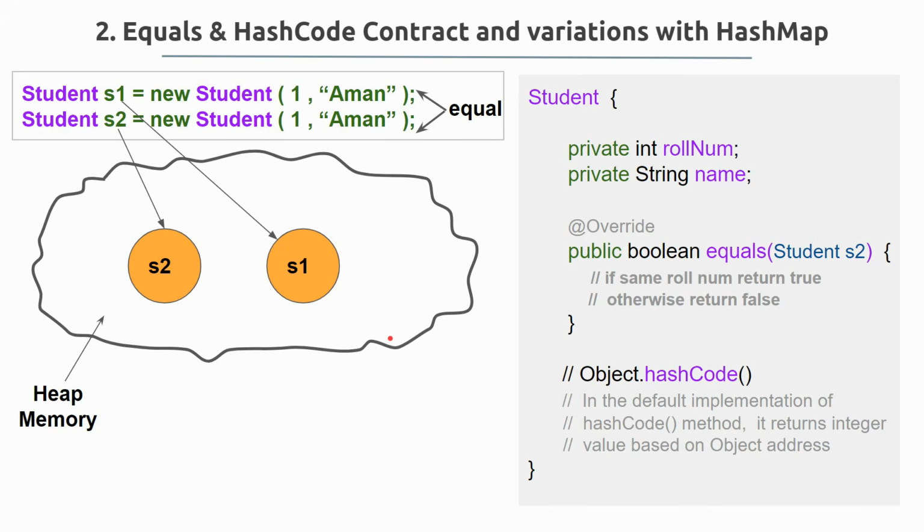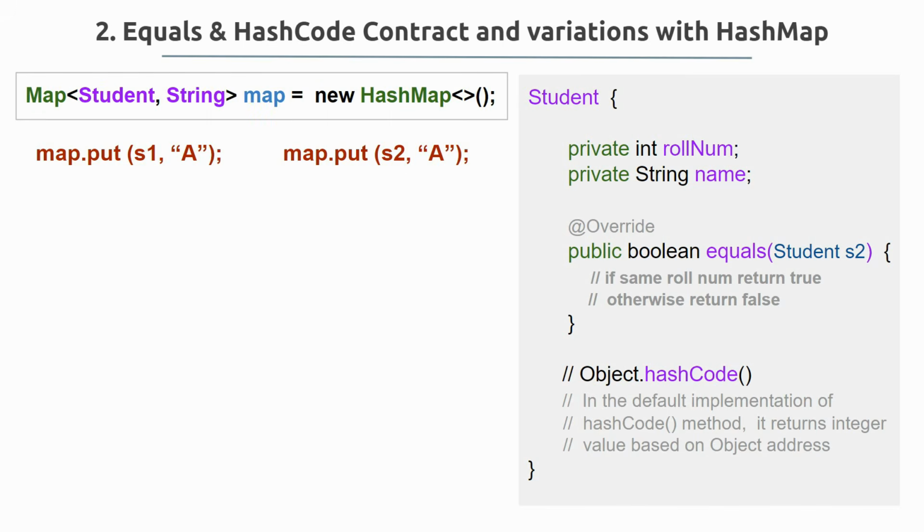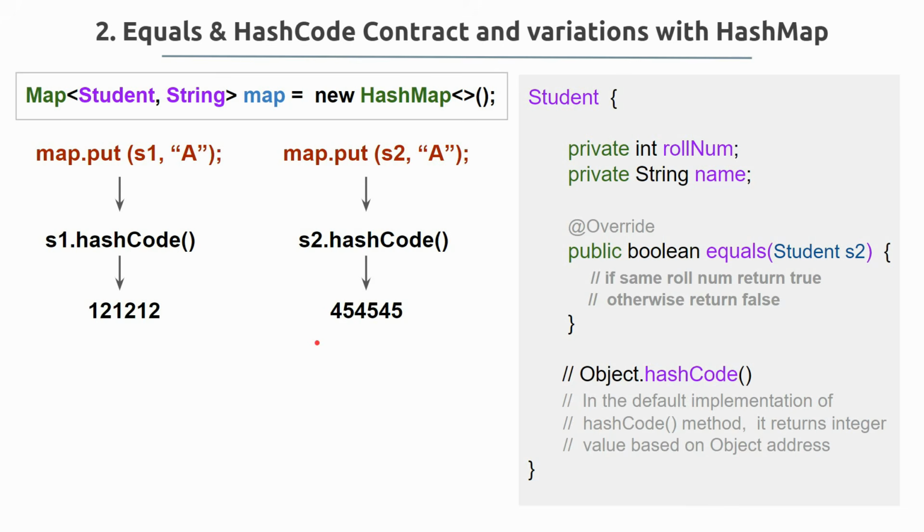So let's see what will happen when we try to put those objects into a hashmap. When we try to put S1 and S2 in the hashmap, the JVM will first find the hashcode of S1 and S2. But as we didn't override the hashcode method, it will use the default implementation, which depends on the address of a memory. And we have seen S1 and S2 are two different objects in memory, so they will have different hashcodes like this. So from the different hashcodes, the JVM will get different bucket indexes, and then S1 and S2 will be put into different buckets of the hashmap.